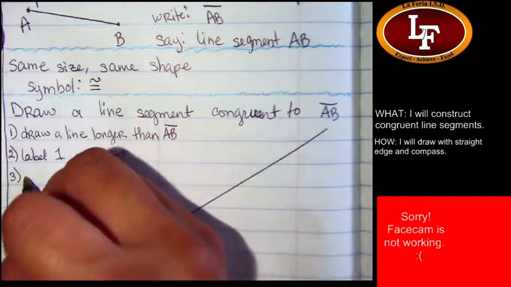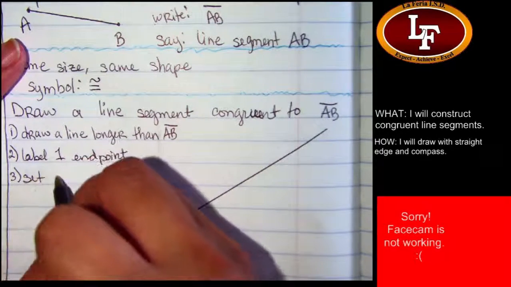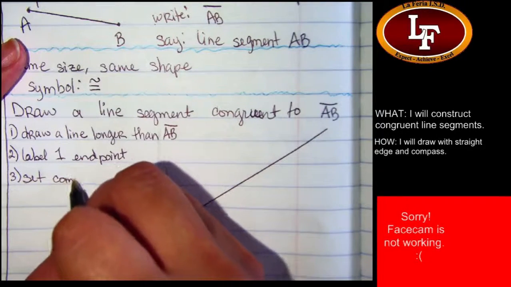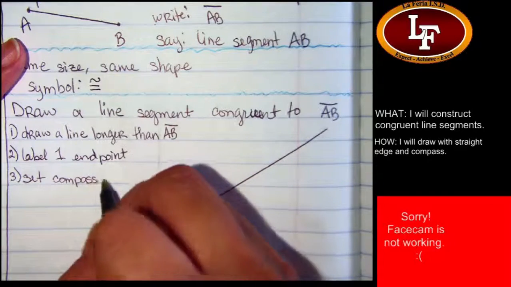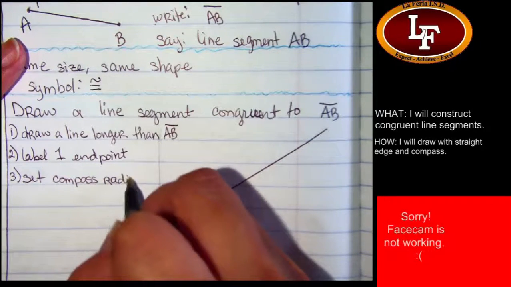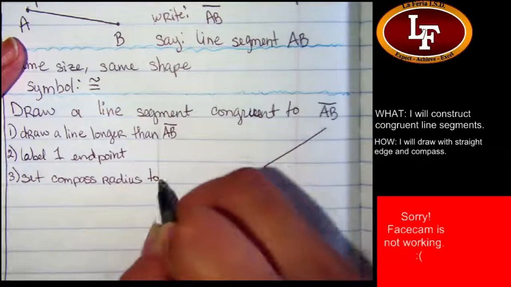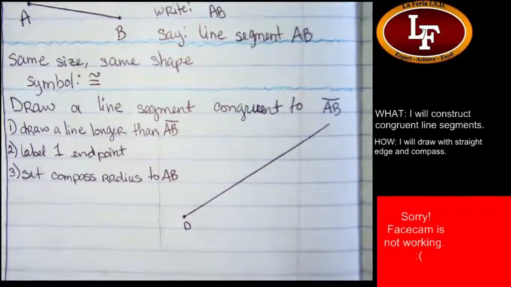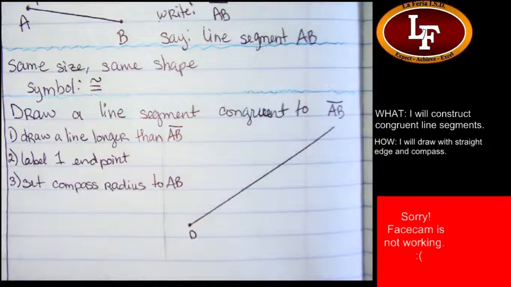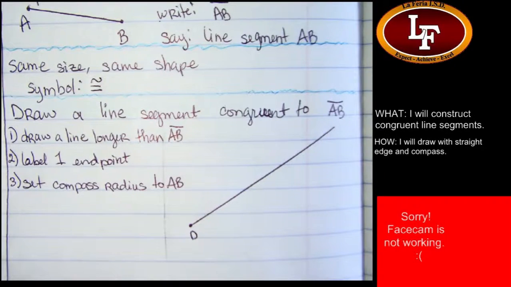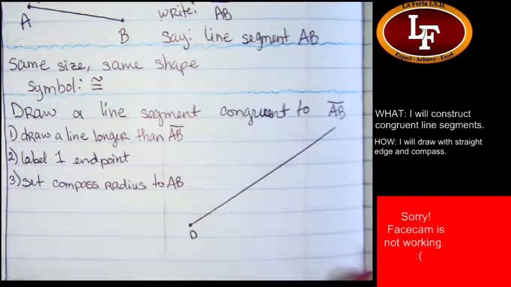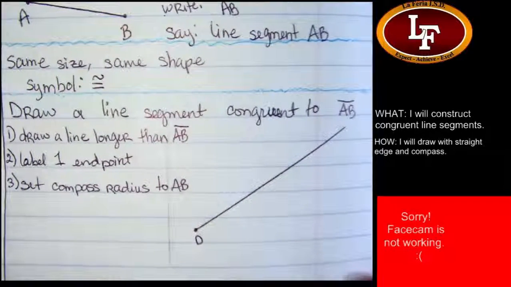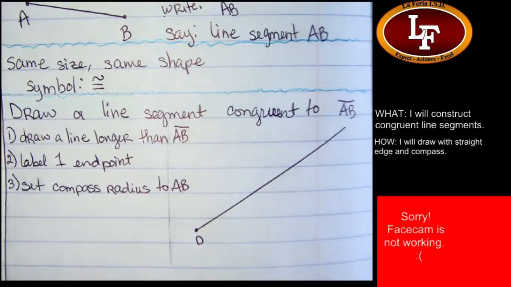Okay? So what you need to do in step 3 is set your compass length, or excuse me, your compass radius to AB. Now let me take a moment and explain. Notice the difference between this segment being written and the name from step 1. Do you see the difference? Yeah, it doesn't have the line segment bar over it.